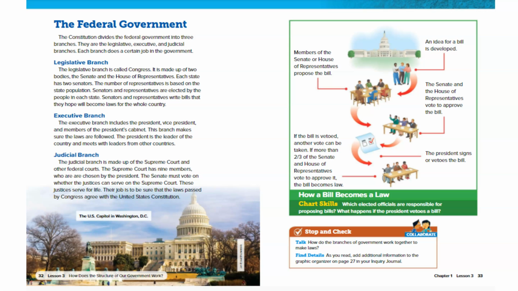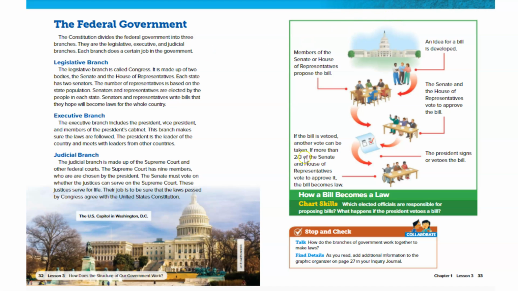Each state has 2 senators. The number of representatives is based on the state population. Senators and representatives are elected by the people in each state. They write bills that they hope will become laws for the whole country. Let's take a brief moment to summarize the main job of the legislative branch. That's right, their main job is to create laws.